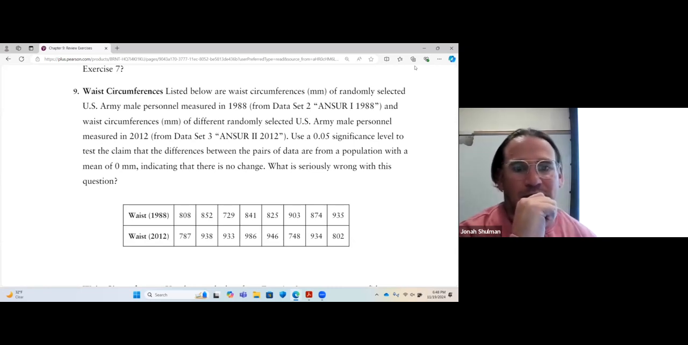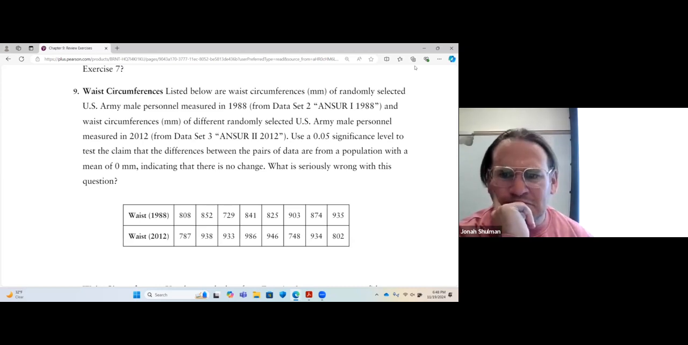Review what's on email, personnel 1988. From data set 2, answer 119. And wasted competencies and selected views on email, personnel 2012. From data set 3, answer 2, 2012. Use a 0.05 significance level to test the claim. Are in the population within 0 milligrams, indicating that there is no change.